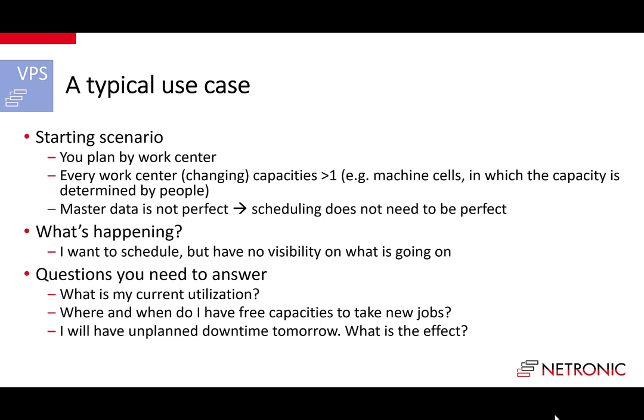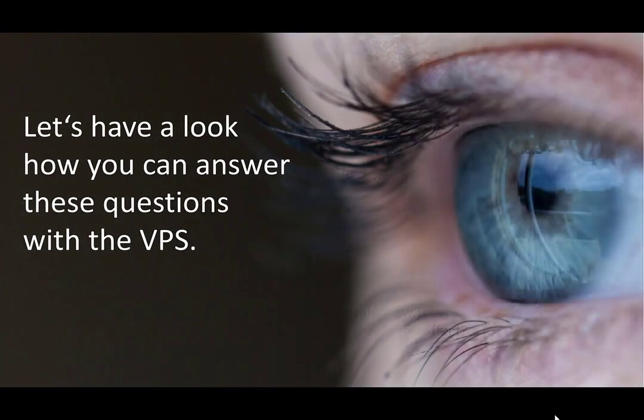All production schedule data are distributed in multiple Business Central tables, and it is really hard to impossible to understand the schedule at one glance. Although desperately needed, the following questions require a lot of work to get answered without a visual scheduler. What is my current utilization? Where and when do I have free capacities to take new jobs? I will have unplanned downtime tomorrow. What is the effect? So let's have a look how you can answer these questions with the VPS.